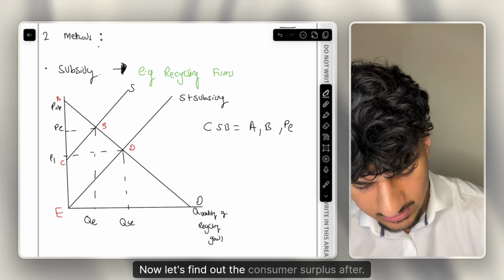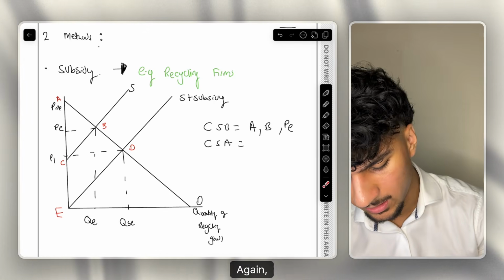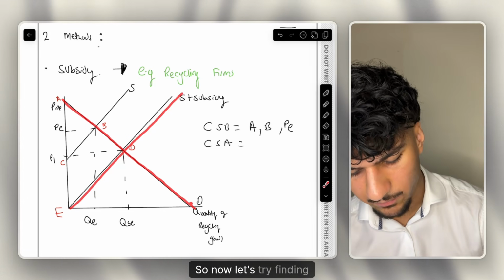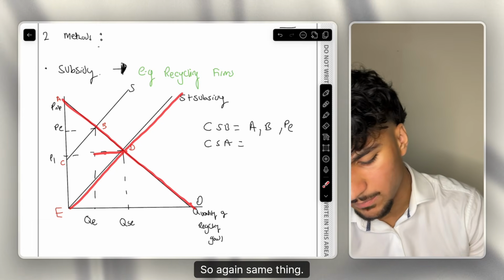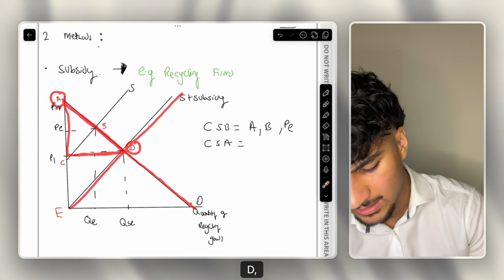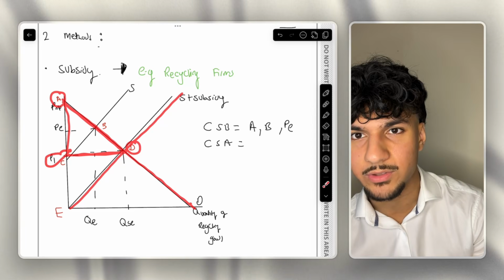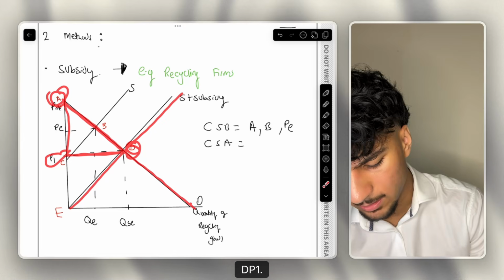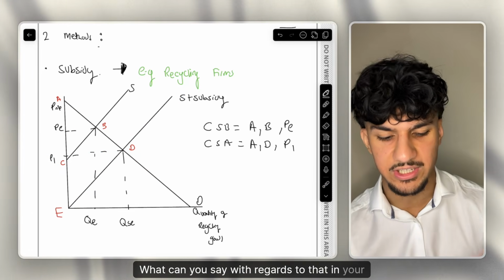Now let's find out the consumer surplus after. So the consumer surplus after the subsidy. Now how would I find that? Again, this is my S plus subsidy curve, and this is my demand curve. So now let's try find where the consumer surplus is now after the subsidy. So again, same thing, it's above the equilibrium point. So this triangle now, this triangle of A, D, P1 is now the triangle after. So this is how the consumer surplus changes after the subsidy. So A, D, P1. Okay, so that's the consumer surplus done. Of course, what can you say with regards to that in your chain of analysis?